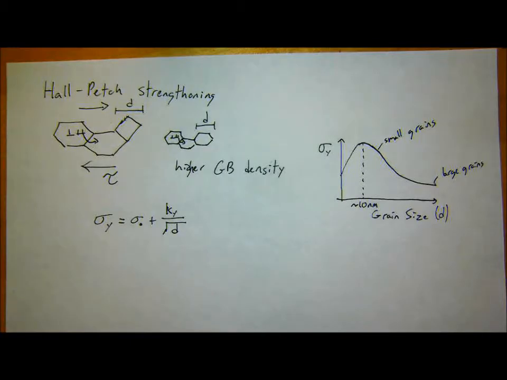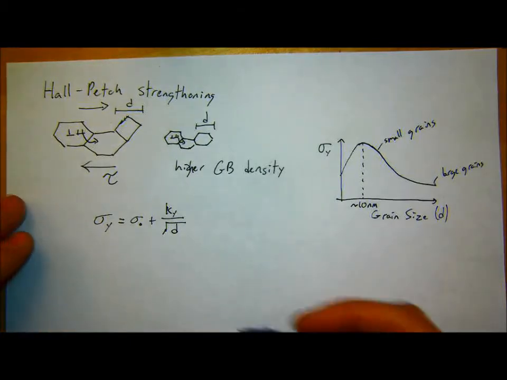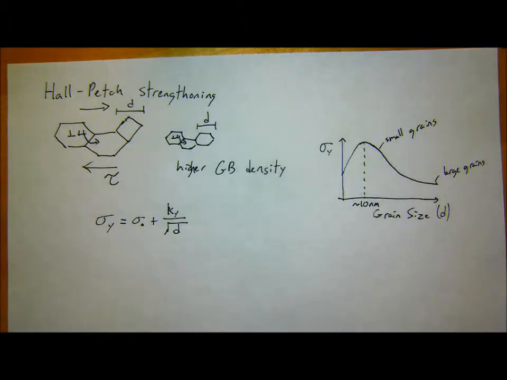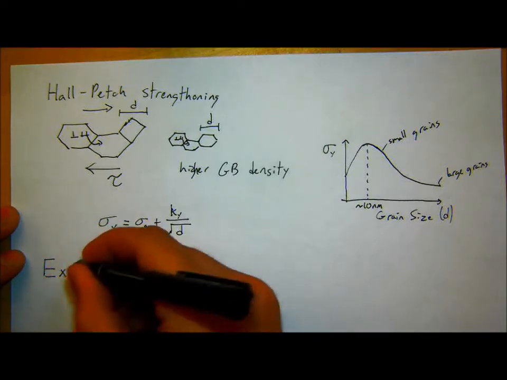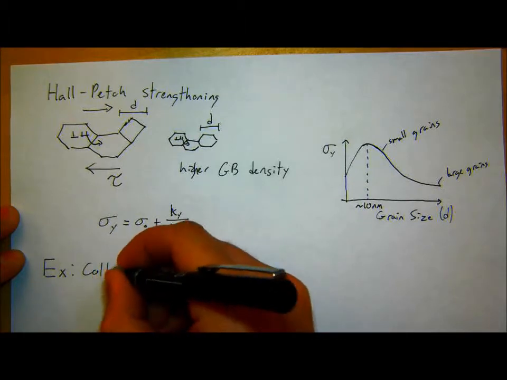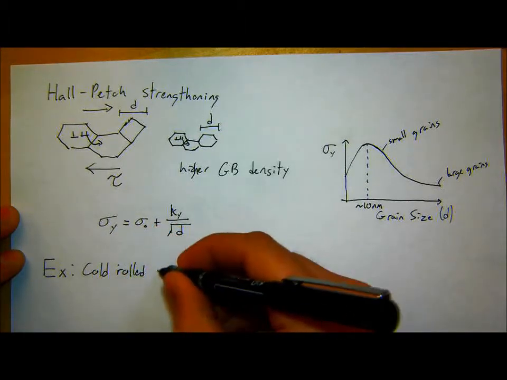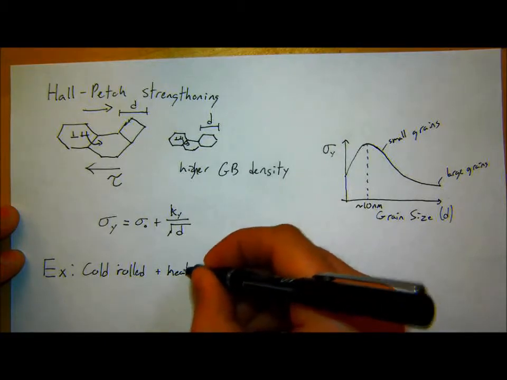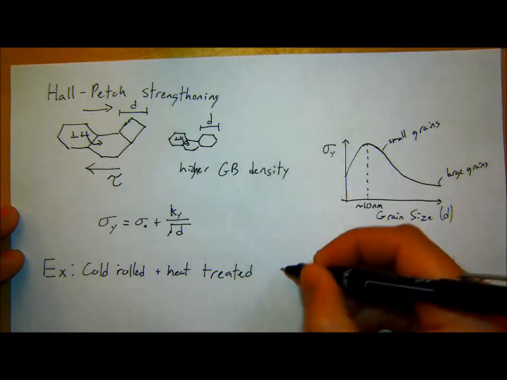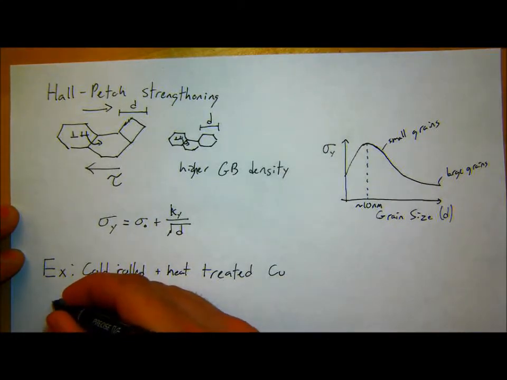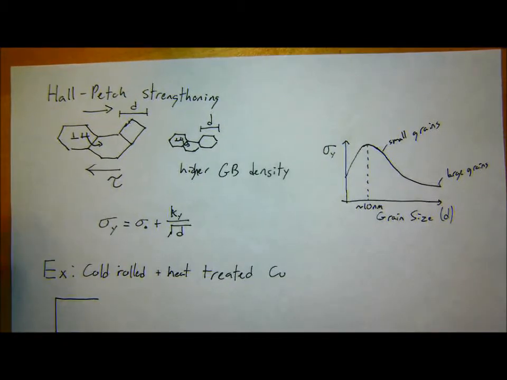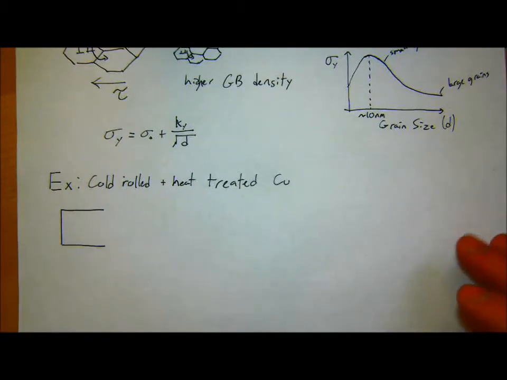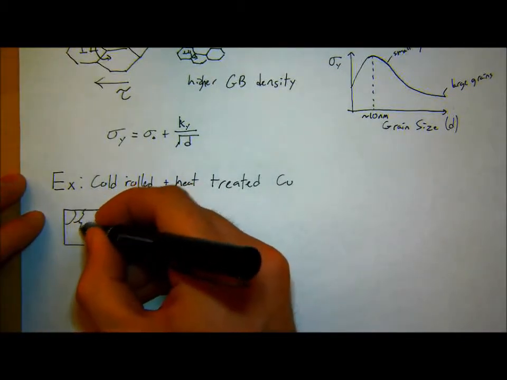There's a fun example paper on that I'll give you really quick, on cold rolled, heat treated copper. And so what happens in a cold rolling process is you take a bulk material, so you kind of take a big block of something with relatively large grains.